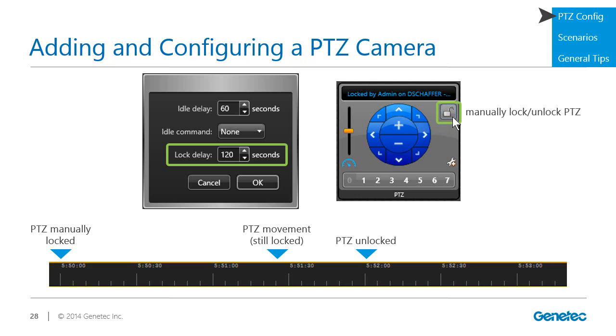Now this can be used also when the PTZ is locked by movement as well. So in that previous example, when we moved the PTZ, we would have had to unlock the controls for the other user to move the camera during the idle time. The idle delay, sorry.